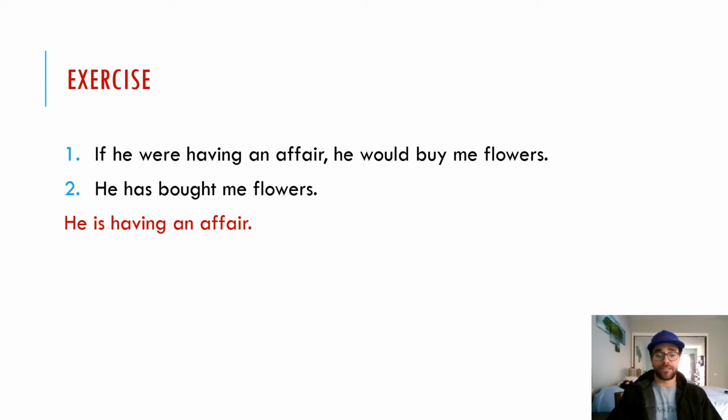The answer to this is affirming the consequent. We've affirmed the Q portion of the first premise, the necessary condition, but remember, this can be necessary for other reasons, and so we can't conclude that he is having an affair.